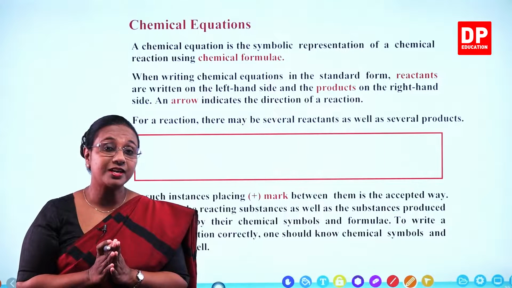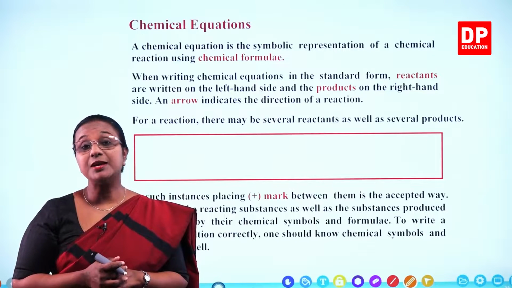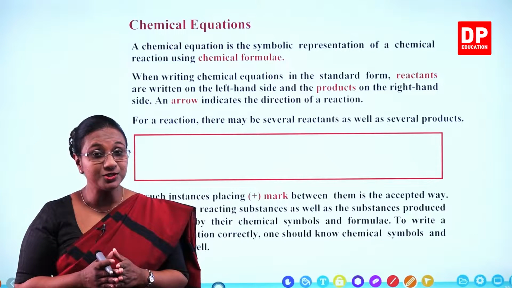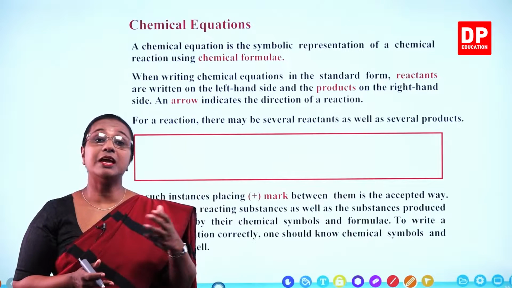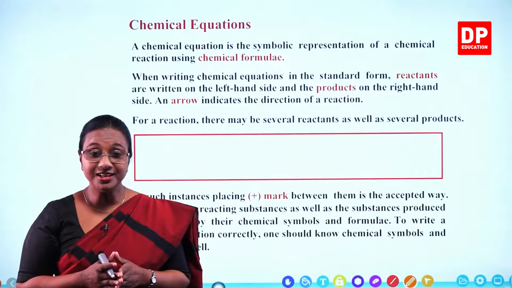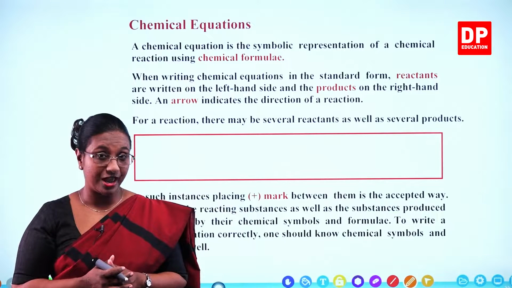And this chemical reaction can take place in 4 different ways. Those are the 4 types of reactions. Can you all remember those? The chemical combination reaction, chemical decomposition reaction, the single displacement reaction, and the double displacement reaction.